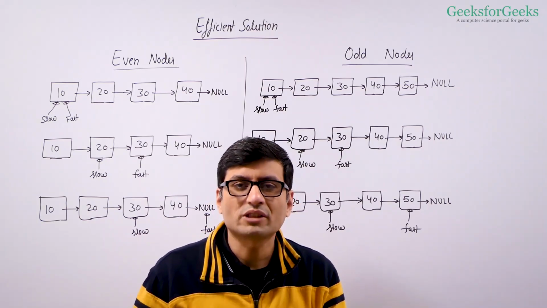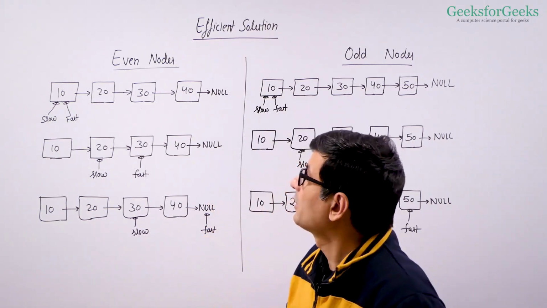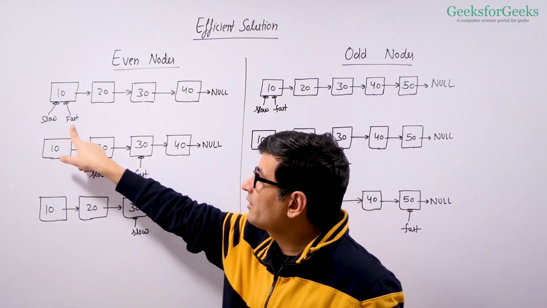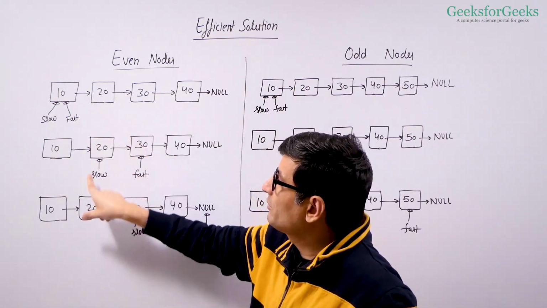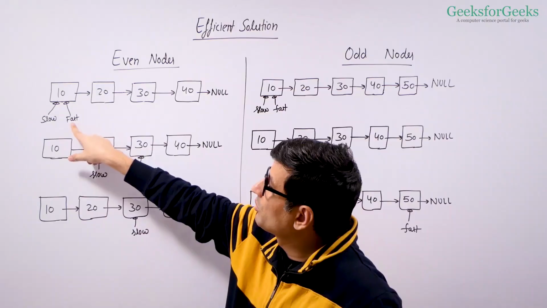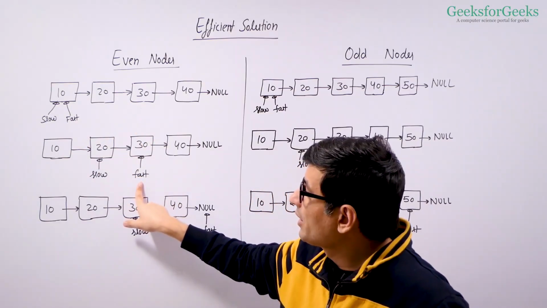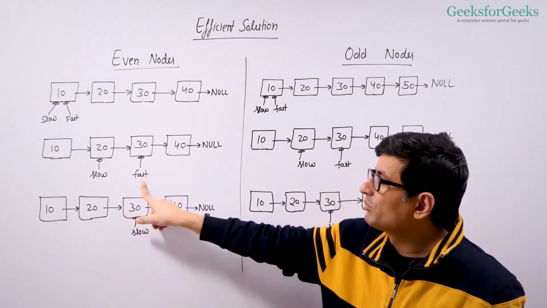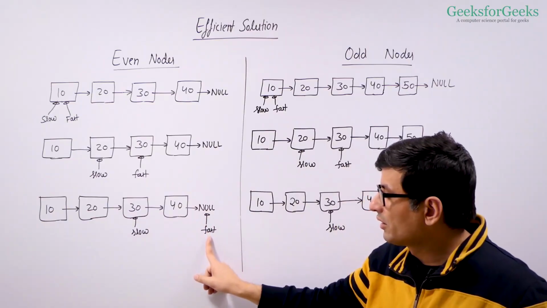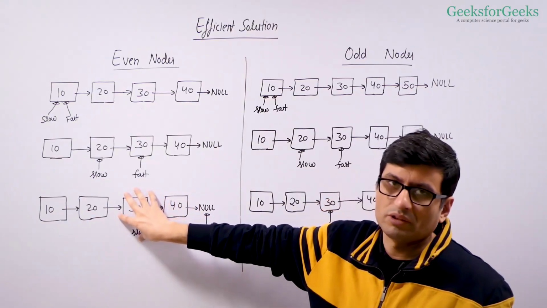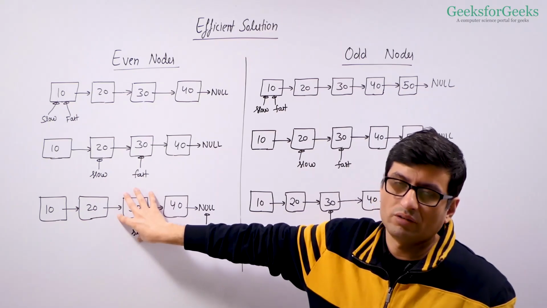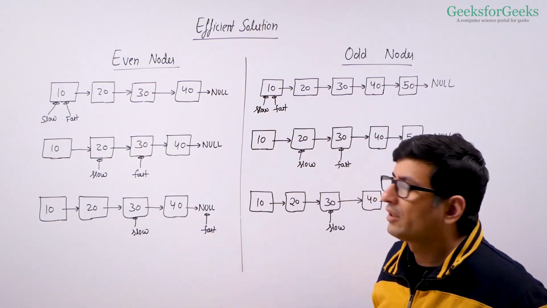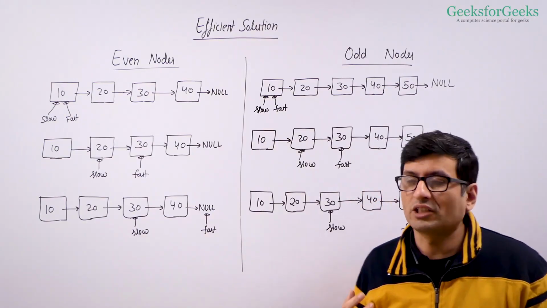Let's understand the approach with these examples. We have even nodes in this linked list. Slow and fast, both are initially at the head. Slow moves 1 node at a time, slow comes here. And fast moves 2 nodes at a time, so fast comes here. Now slow again moves 1 node at a time, so slow comes here. And fast moves 2 nodes at a time, so fast comes to null. And this is the point where you want to stop. This is your expected output for this linked list of 4 nodes. So when did you stop? When fast became null.